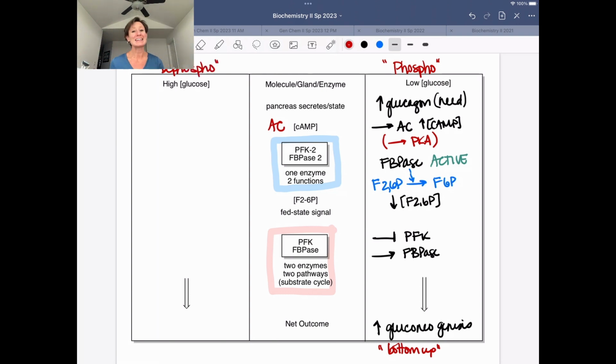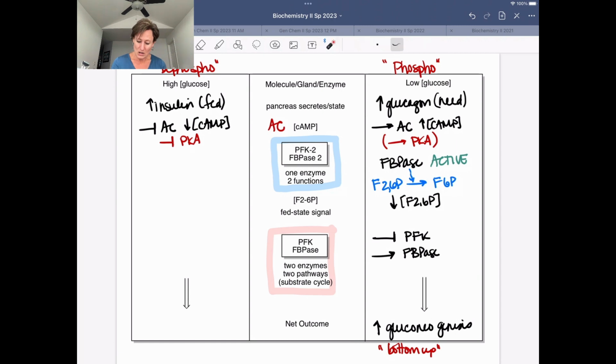Okay, let's go over to the flip side here and talk about what's happening when we have high blood sugar. And again, we're going to be in that dephospho state. All right, so we are going to have increased concentrations of insulin from your pancreas, and that's because we are in a fed state. So in this case, we are going to be inhibiting adenylate cyclase. Our concentrations of cyclic AMP are going to fall, and we are going to be inhibiting PKA.